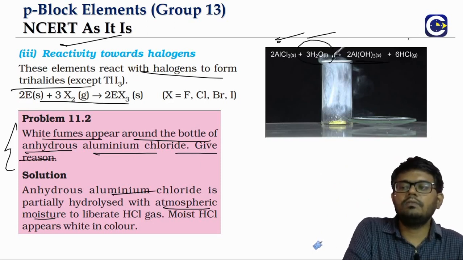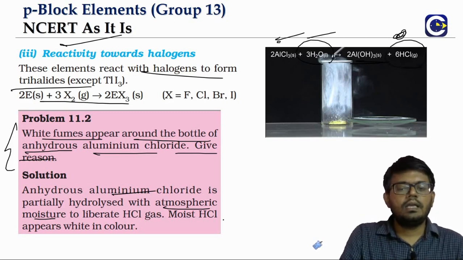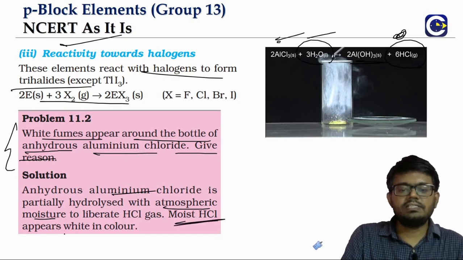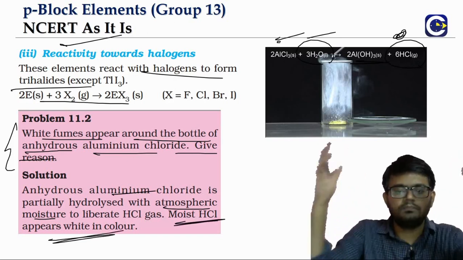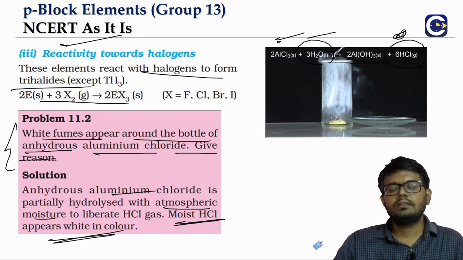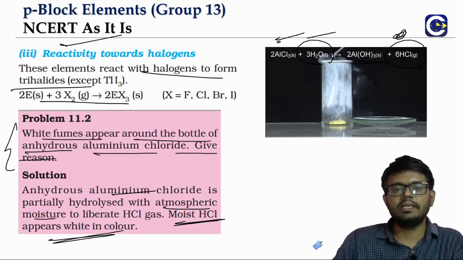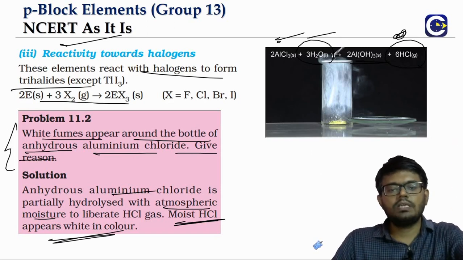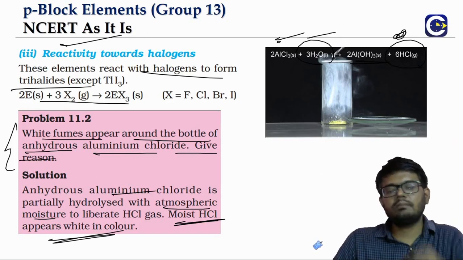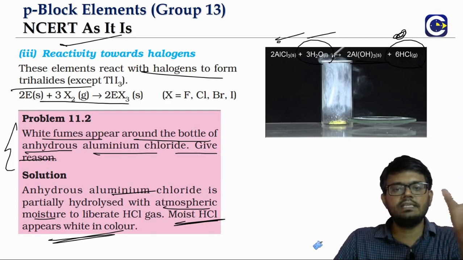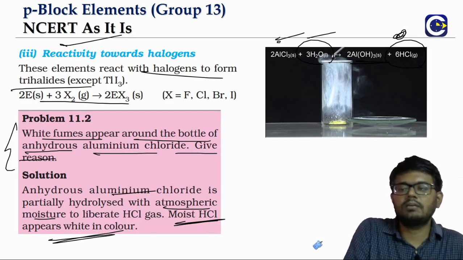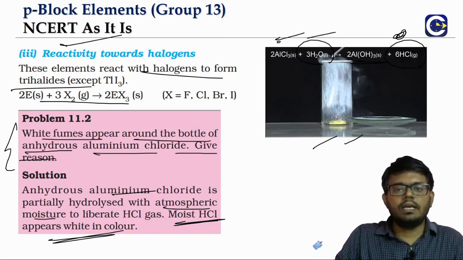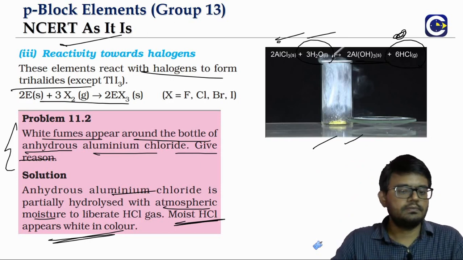As a result, HCl gas will be formed, and this moist HCl is what gives the white color fume. So what is the white color fume here? The moist HCl. What is happening? Aluminum chloride is undergoing hydrolysis, reaction with the moisture from the atmosphere, and thereby we are getting HCl. The moist HCl is the reason for the white color. You can see in the diagram also: when you open the lid of the anhydrous aluminum chloride, you will see white fumes coming out.